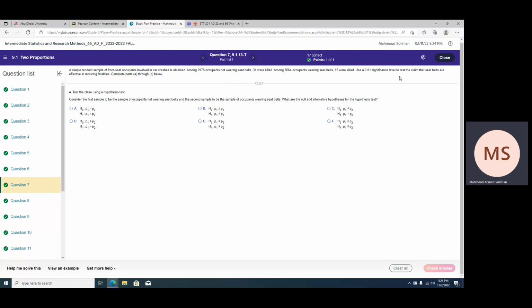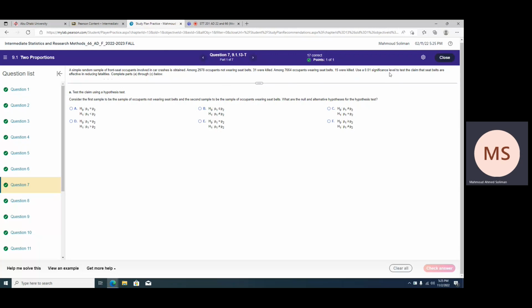So one sample just mentioned seatbelt. Yeah, the first one, no seat belts. The second one, they are wearing seat belts. Okay, so here we have the claim that seat belts are effective in reducing fatalities. So people won't die from wearing a seat belt. Okay, so first sample is not wearing seat belts. And second sample is people wearing seat belts. Not equal, no, because the claim says none here.